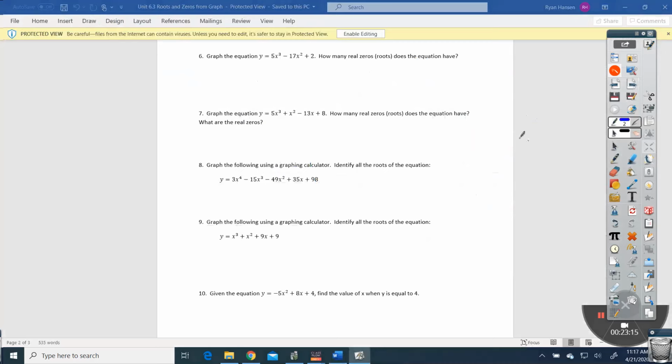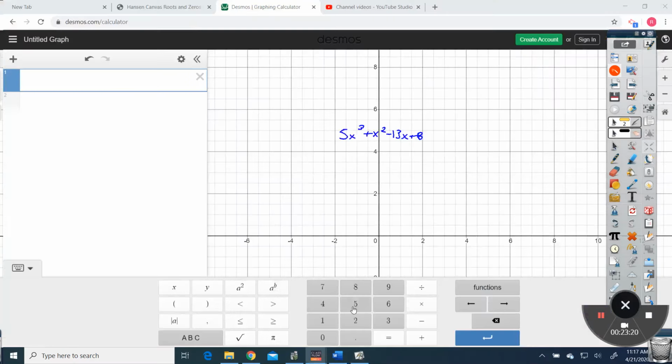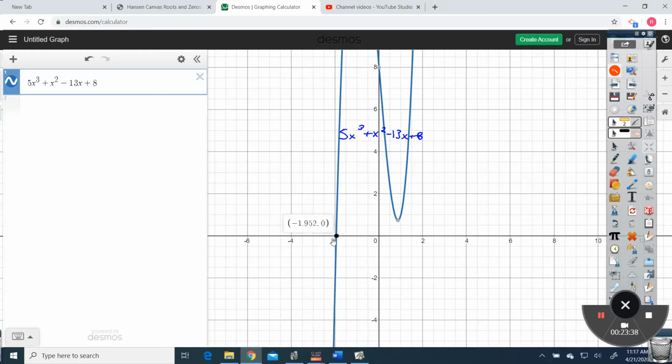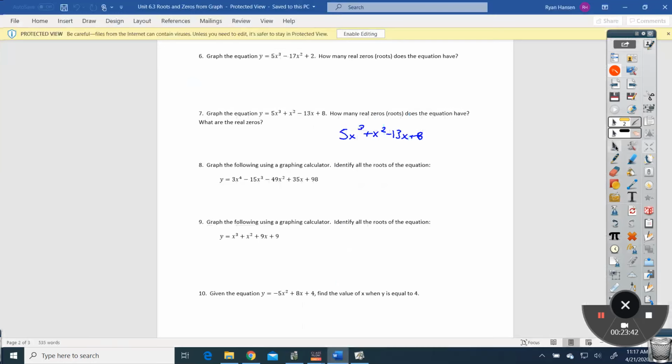Number 7, it says graph this, so I'm going to just graph it real fast. So I type it in, 5x to the third plus x squared minus 13x plus 8. So notice this doesn't cross. It can only have a maximum of 3 points, so there it is, right there. So it crosses 1 point. So number 7, the answer is 1.